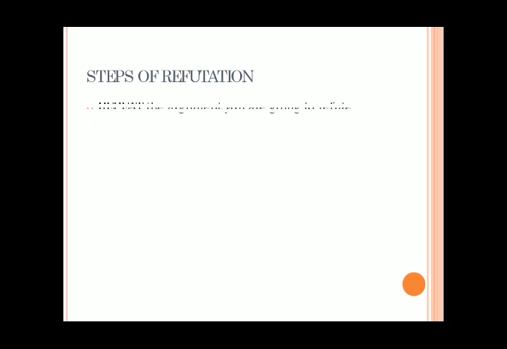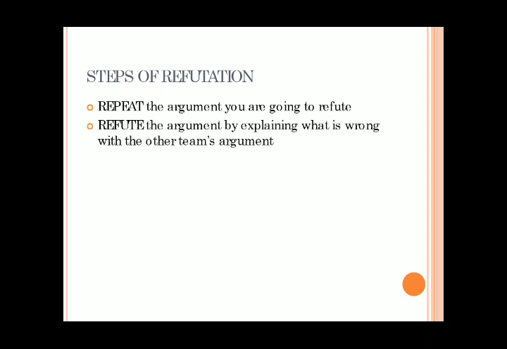So next, the steps of refutation. The first is repeat the argument you are going to refute. You need to repeat the point from your opponent first. What is the point of your opponents? After that, you refute the argument by explaining what is wrong with the other team's argument. In this step, you need to find the lack or the weaker part of your opponent's arguments. Next, the last is replace. After you succeed in showing the weak points of your opponent's arguments, it's time for you to replace them with your arguments. Again, to show that your argument is stronger.